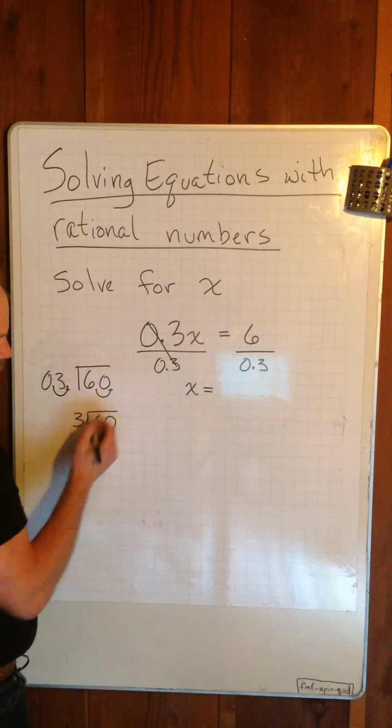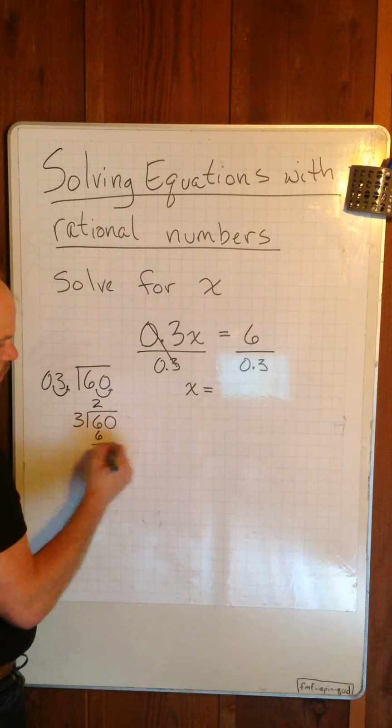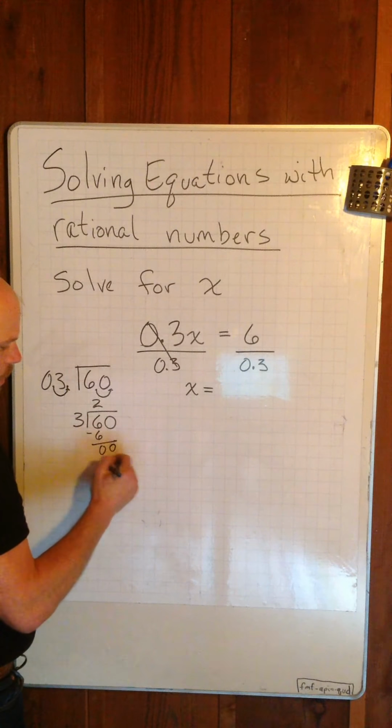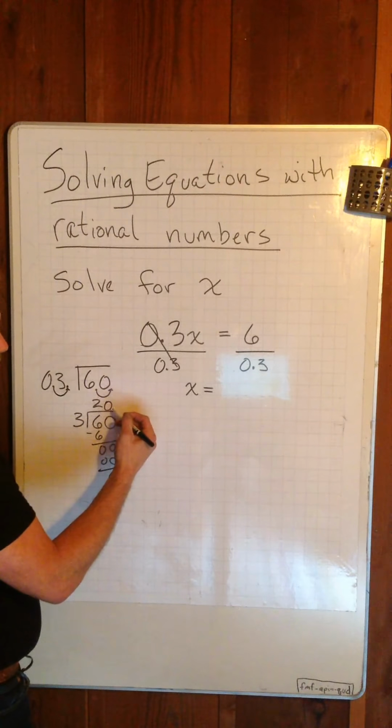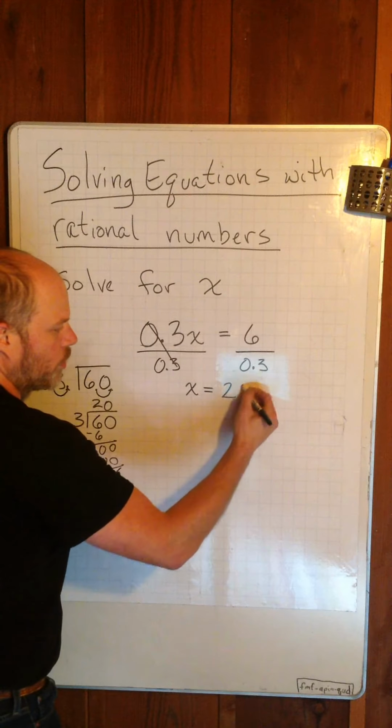And so now 3 goes into 6 2 times. 3 times 2 is 6. You get this here, you get this here, and you're done. So my answer is 20. So x is going to equal 20.